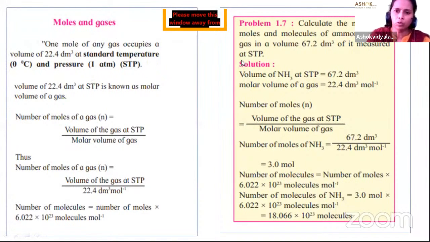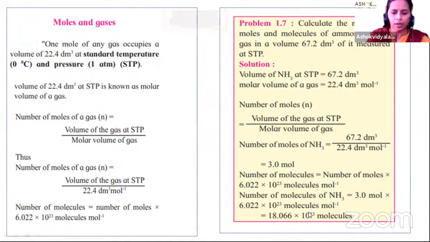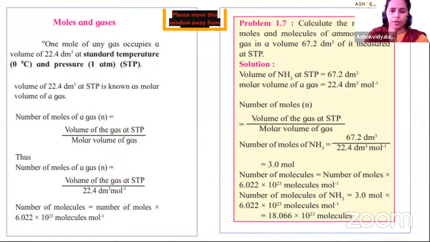And when you know the moles, you can calculate the molecules. You just have to multiply with the Avogadro number. So the number of moles, 3, we multiply with 6.022 into 10 raised to 23. We get the answer approximately 18.066 into 10 raised to 23 molecules. So it is easy to calculate for gaseous substances as well as for solid substances. No problem? Okay. Now with this, we have completed the first chapter.